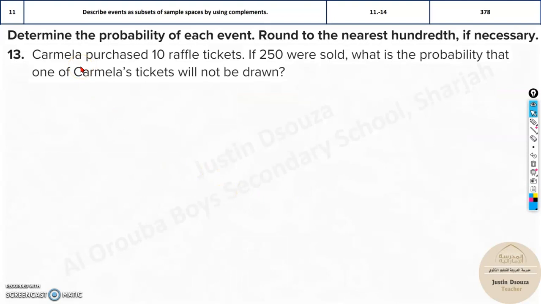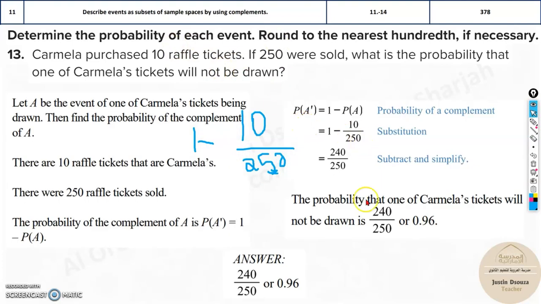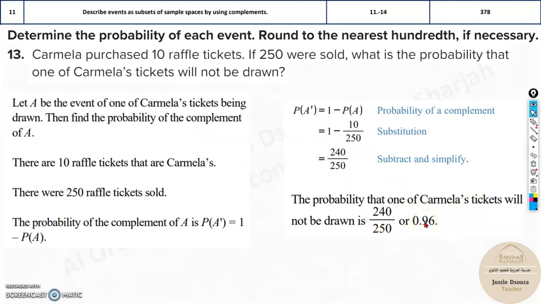What about this? Carmela purchased 10 raffle tickets. If 250 were sold, what is the probability that one of Carmela's tickets will not be drawn? So out of a total of 250 raffle tickets, 10 were bought by Carmela. So what is the probability that she will win? She has 10, total 250, right? But she's not winning. Not winning means 1 minus that. This is your answer. Very, very simple. The final answer is 1 minus 10 by 250, that is 240 by 250. You can put it in the calculator and you'll get 96% or 0.96.